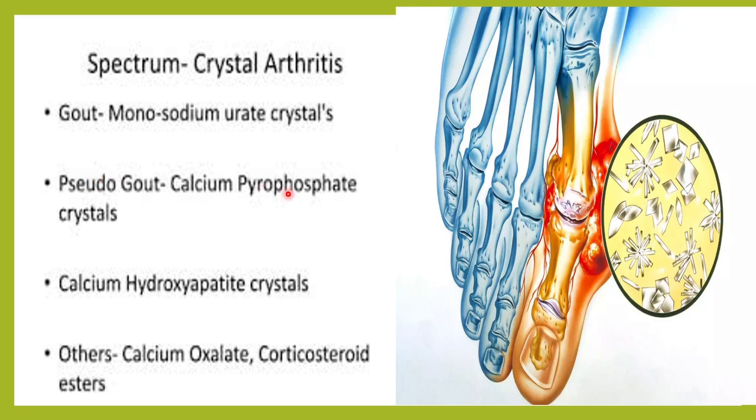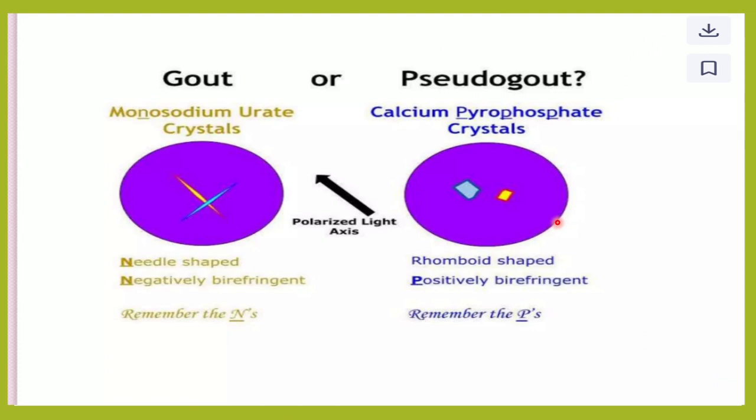In pseudogout you have pyrophosphate crystals. So pseudo and P. So there are calcium pyrophosphate crystals. Then you have calcium hydroxyapatite crystals, which was earlier called pseudogout. So these are the various examples of this crystal arthritis. So this is gout and this is pseudogout.